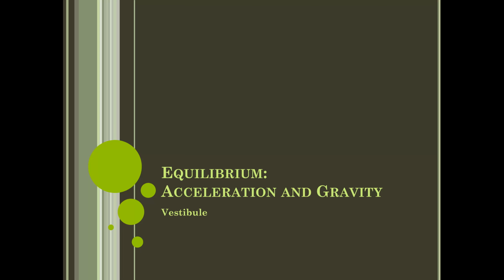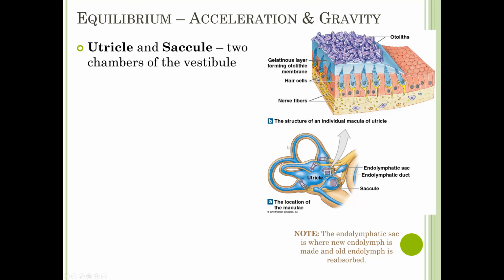So in this section, we'll look at the other part of your equilibrium sense, which is your ability to determine acceleration and gravity. And the structures for this are located in the vestibule. So as we mentioned before, the 2 chambers of the vestibule are called the utricle, which is at the base of the semicircular canals, and then the saccule, which is the smaller chamber that's offset to one side.